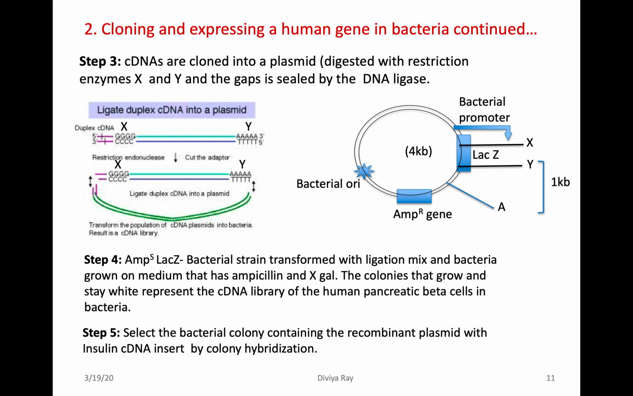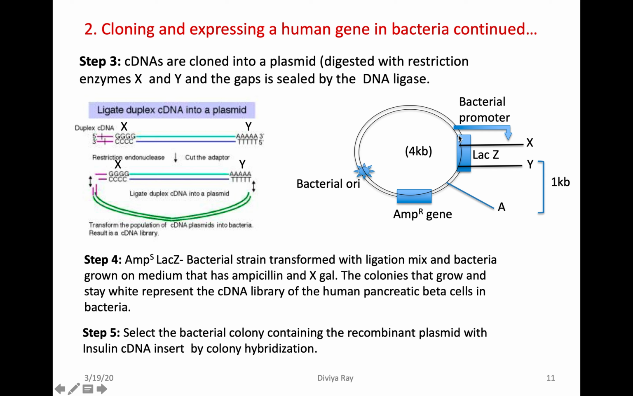Now, step 3. So you have the cDNAs. Let's say this is the sequence that is recognized by restriction enzyme X, and this is recognized by restriction enzyme Y. I'm just giving these as hypothetical enzymes over here. So you can clone this in a particular plasmid by using the DNA ligase as we had described earlier.